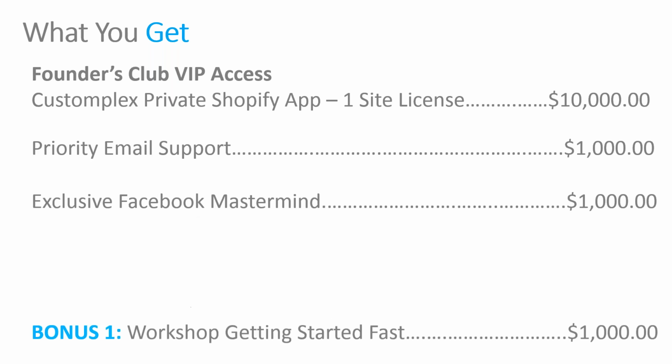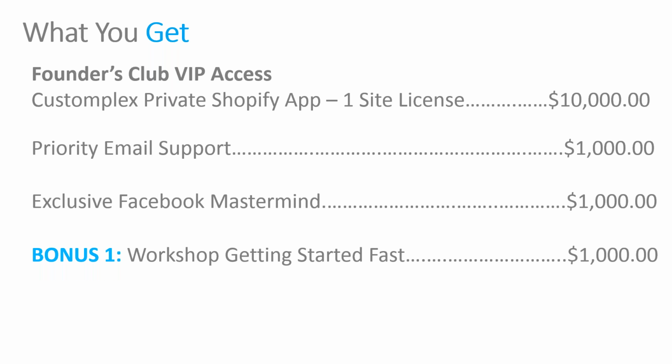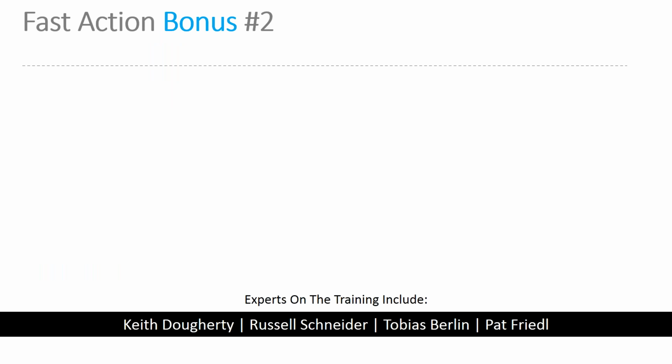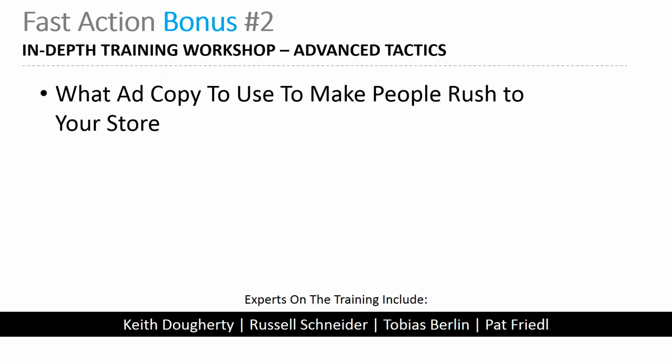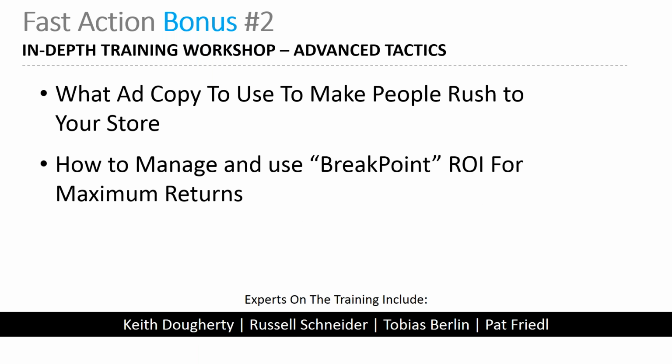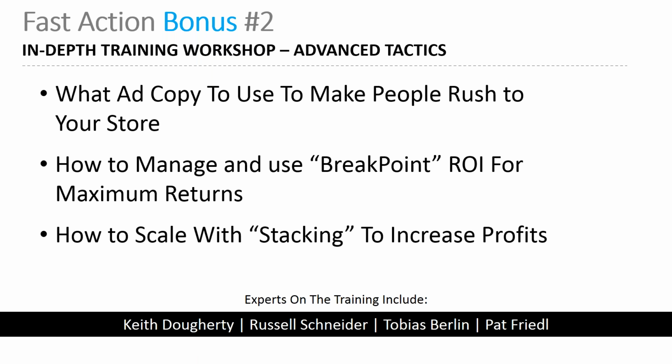So just to restack that, we could easily sell that one course in its own right by itself. We then decided to do a fast action bonus number 2, which is another in-depth training. It was a workshop we did. We talk about ad copy and getting people to come to your store. We talk about how to manage and use breakpoint ROI for maximum return. So we show you how to figure out your return on investment and how to increase it. And then we show you how to scale with what we call stacking to increase profit.